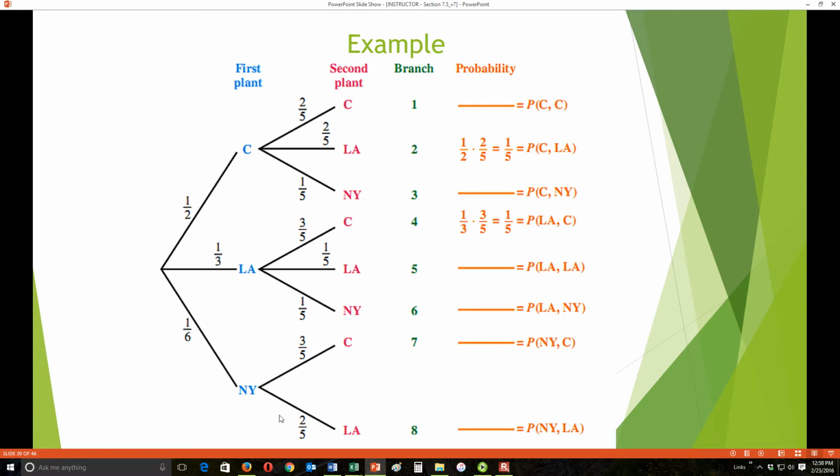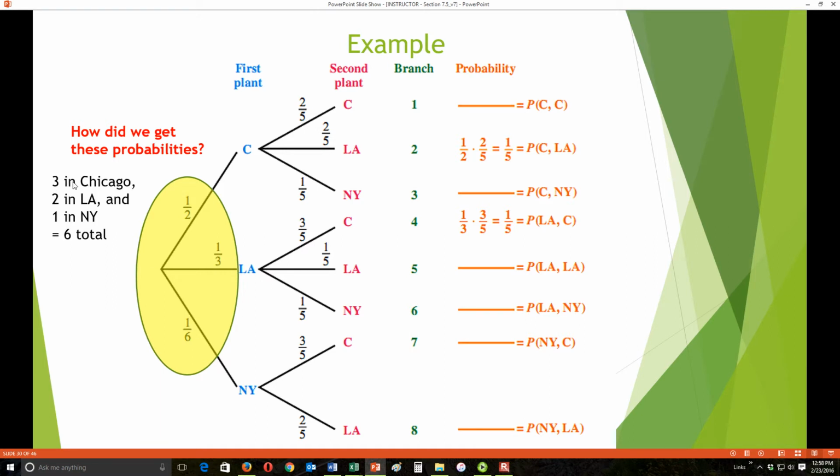Here is our table. We will talk about this in a second. Let's first figure out how we got these numbers. 1/2, 1/3, 1/6. If you remember, there's 3 in Chicago, so 3 out of 6 is 1/2. There's 2 in LA. 2 out of 6 is 1/3. There's 1 in New York. 1 out of 6 is 1/6. All I did was take the number in each city and divide it by the total, and those gave me the probability of each one of these being chosen first.